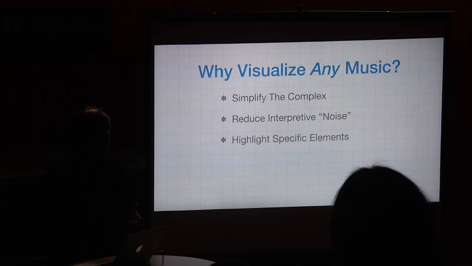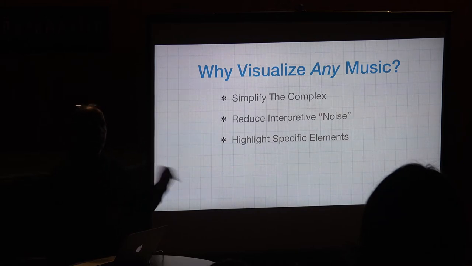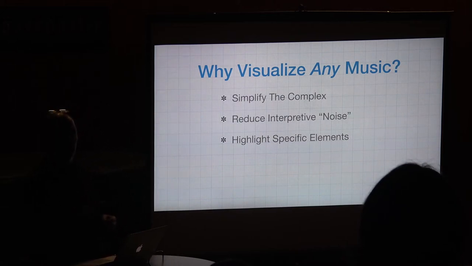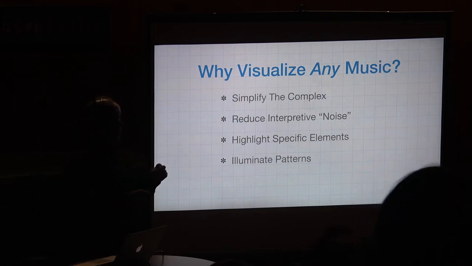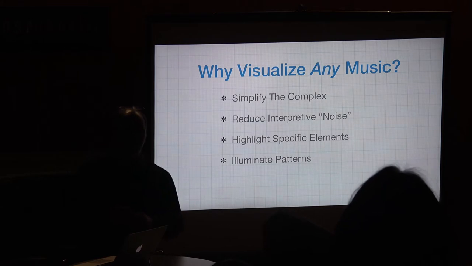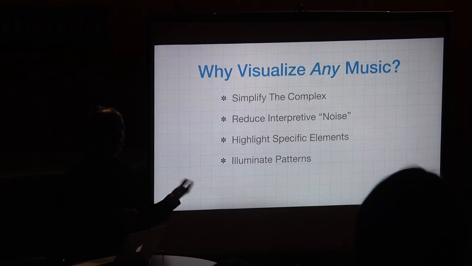We want to highlight some elements. Could be that we're highlighting the harmonic content, maybe the melodic content, perhaps intervallic, structural, formal, orchestrational. Whatever it is, we try to recontextualize the data that's in the score to present it in a way that highlights some particular piece that we're interested in presenting. If we visualize in a clever way, we will perhaps uncover patterns that are not immediately obvious from the score.